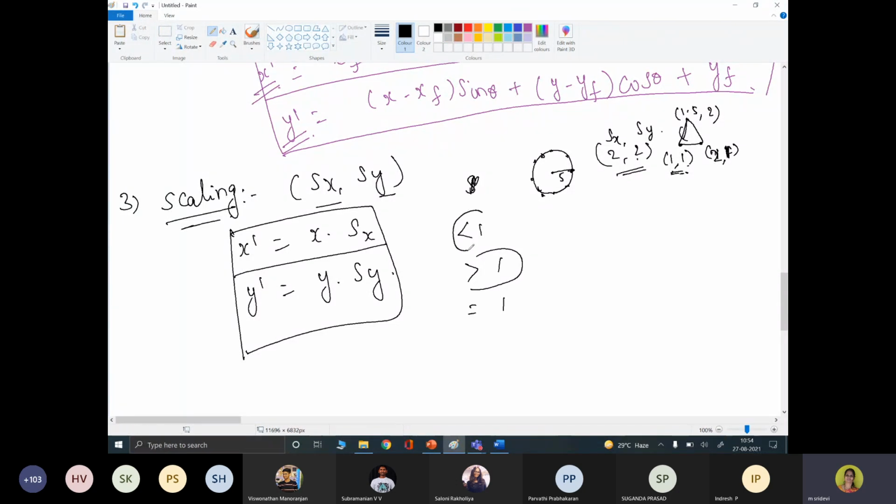If your scaling factor is greater than 1, then you will get the output object in an enlarged shape. If your scaling factor is less than 1, let it be 0.5 and 0.5, the size of the object will be reduced. So the size of the object can be reduced or elongated based on the scaling factor we are going to use. If both the scaling factors are equal, as you can see here, you will get uniform scaling. If they are not equal, you will get differential scaling.